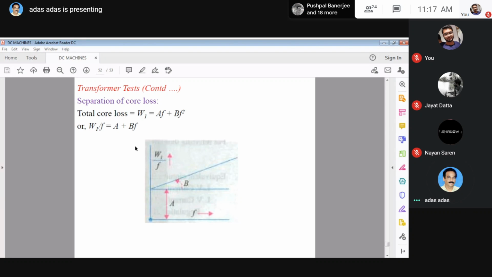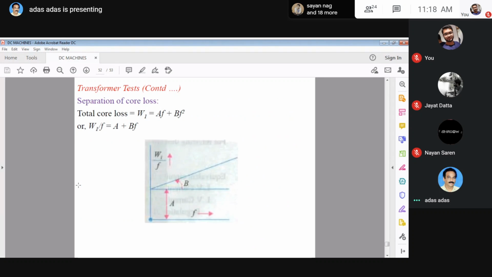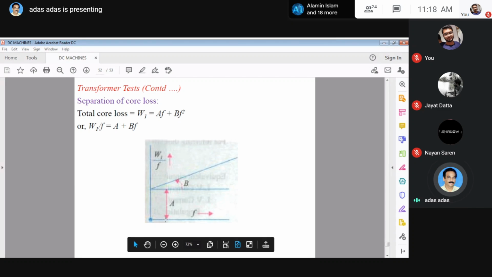Okay, now for the circuits, this is connected with the Variac to adjust voltage or provide different voltage with different frequency. Now change the frequency and take the readings of W1. You can get a set of readings, and now draw the curve with F along the x-axis and W1 by F along the y-axis. Okay, so you get this straight line portion.